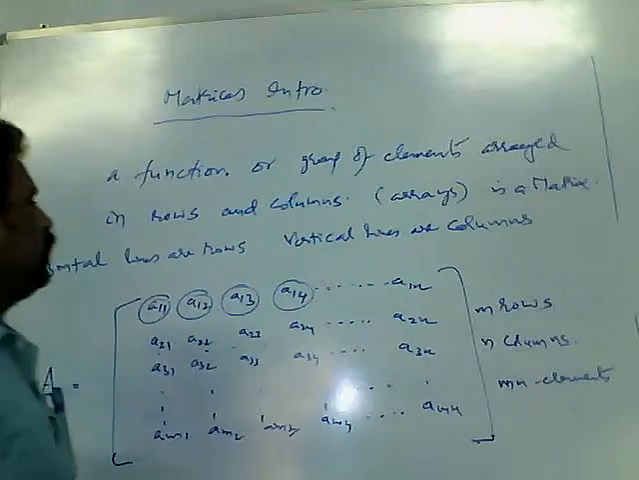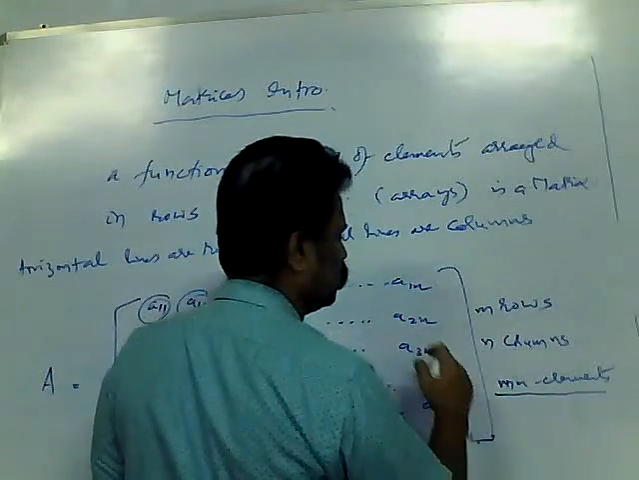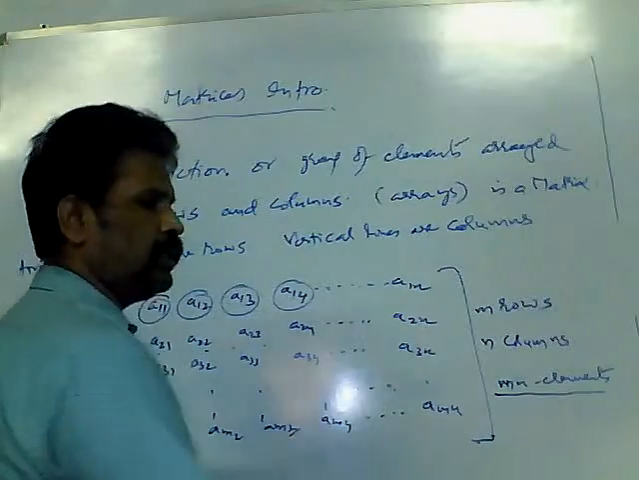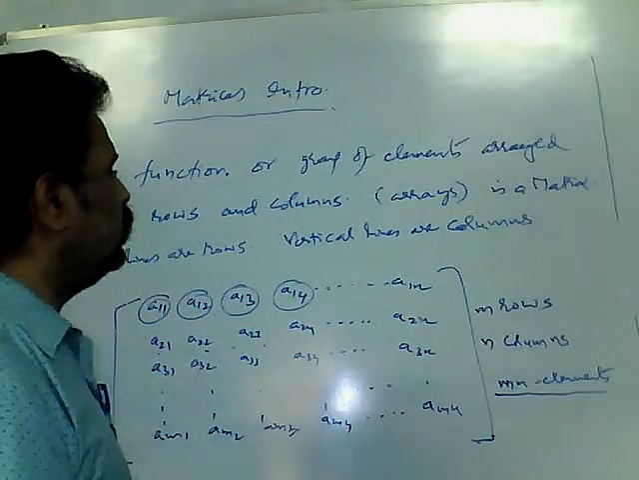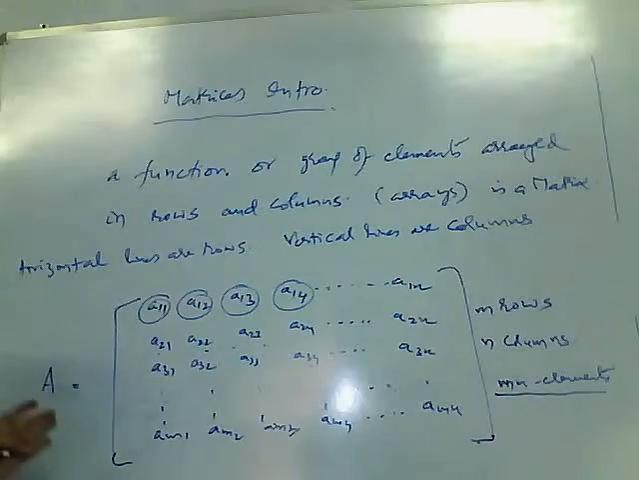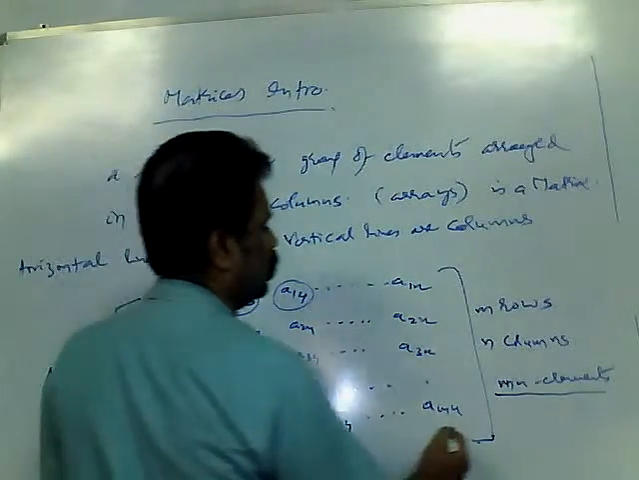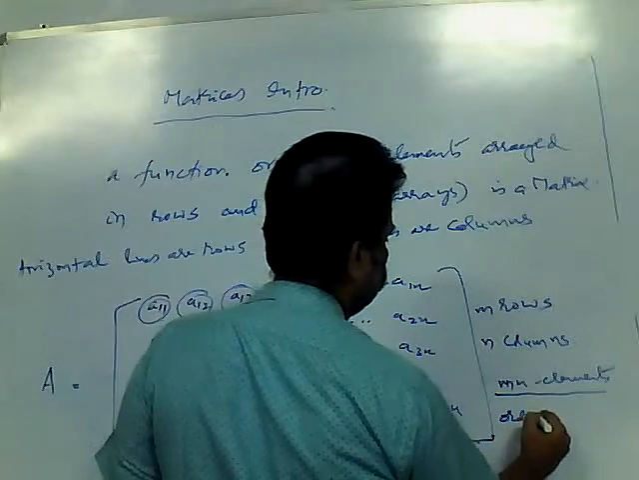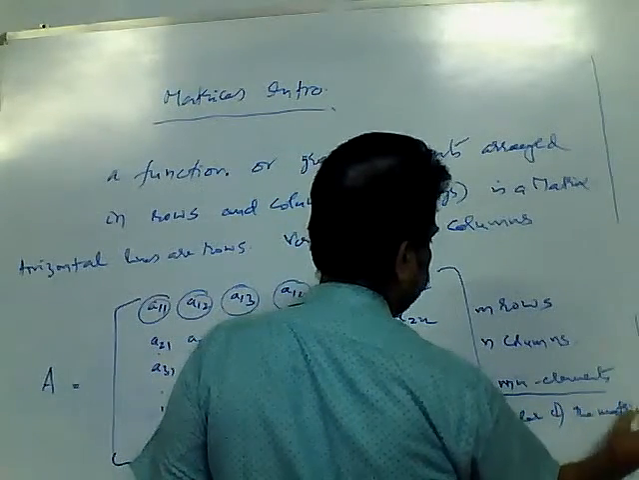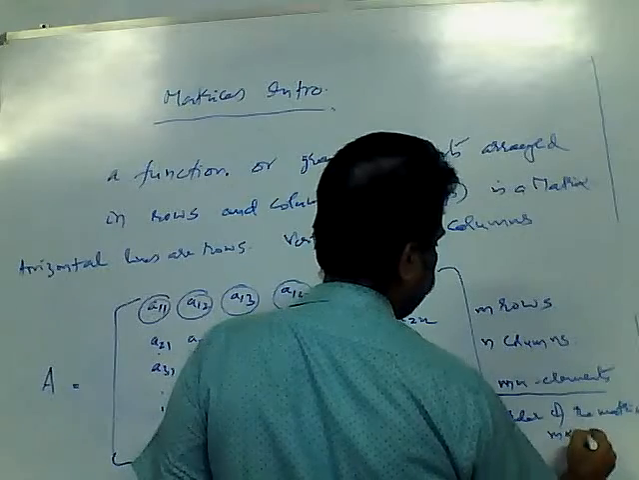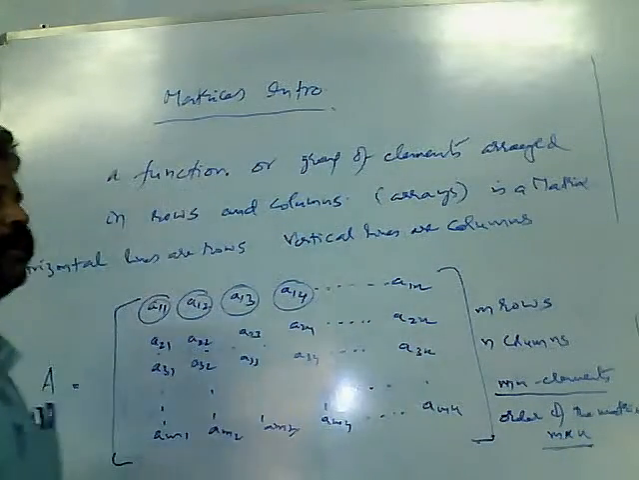So generally, totally MN elements are there, because with M rows and N columns it's like a square or rectangle, the length multiplied by the breadth, right? So M rows into N columns gives totally MN elements of the given matrix. Like what is the order? The order of the matrix is M by N. We write it as into, but it is called by. The order of the matrix is M by N.